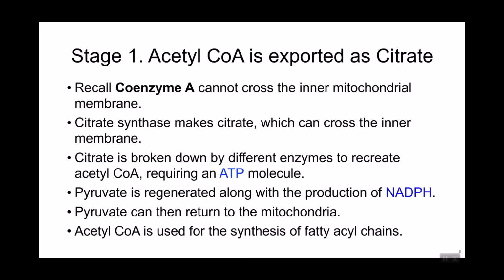It might seem a bit redundant using pyruvate to import carbons and then export them again, but remember the carbons are coming from different macromolecules, and the deciding factor is whether or not we're going to make ATP in the mitochondria. So the default pathway really is to make ATP. It's not until the levels of ATP and NADH rise that we slow down the enzymes of the citric acid cycle. And this will then allow for citrate to be exported in order to synthesize fatty acid chains.